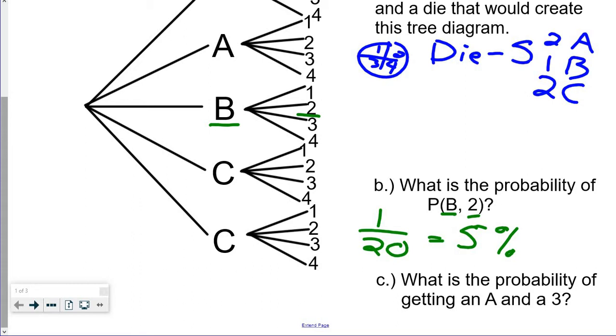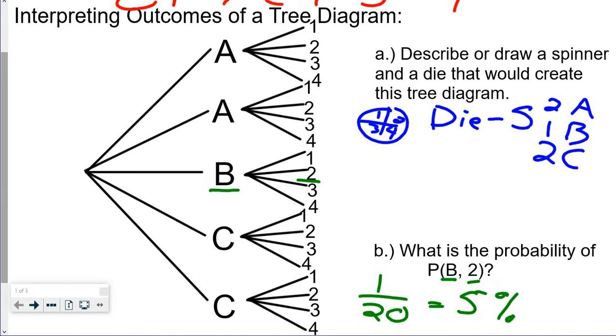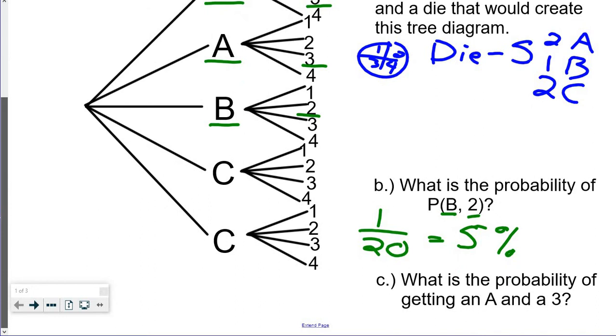So what is the probability of getting an A and a 3? Up here we can get an A here and a 3 there. So we have 2 chances. We have 2 out of 20, which equals 10%. So we have a 10% chance of getting an A and a 3 on that one.